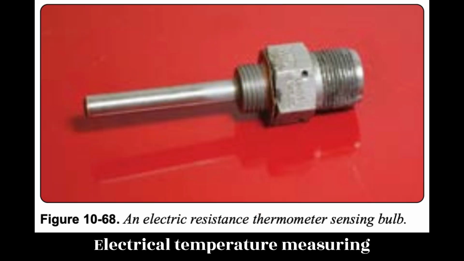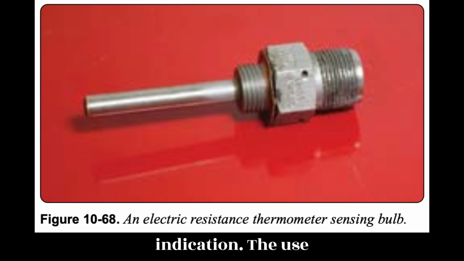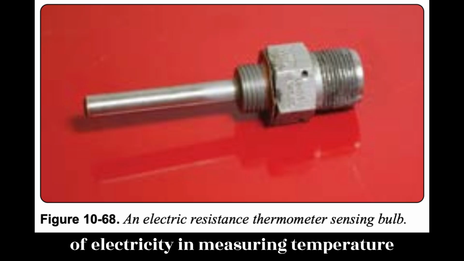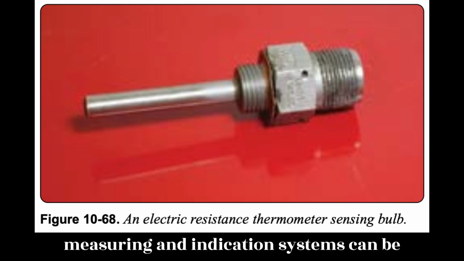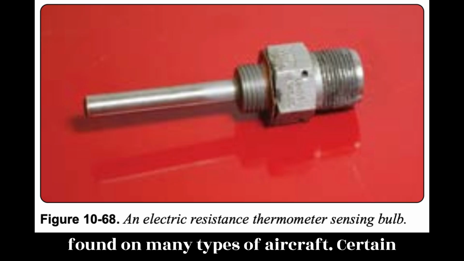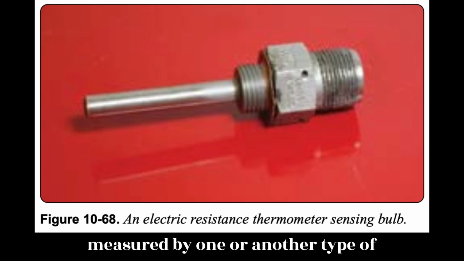Electrical temperature measuring indication. The use of electricity in measuring temperature is very common in aviation. The following measuring and indication systems can be found on many types of aircraft. Certain temperature ranges are more suitably measured by one or another type of system.